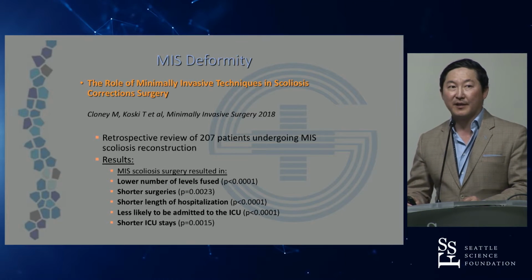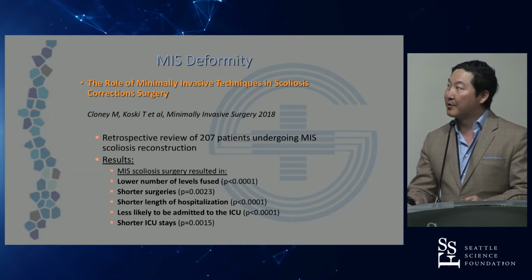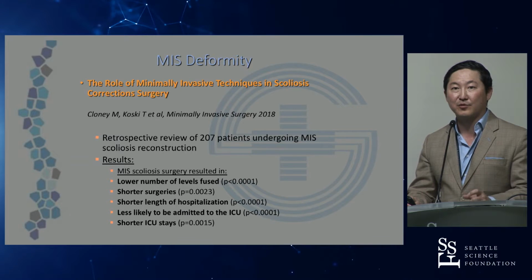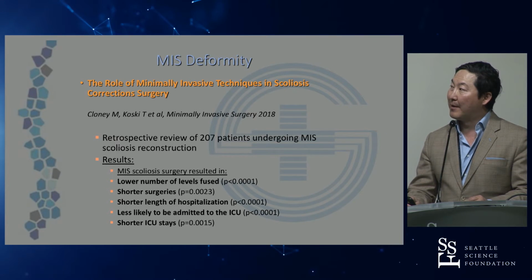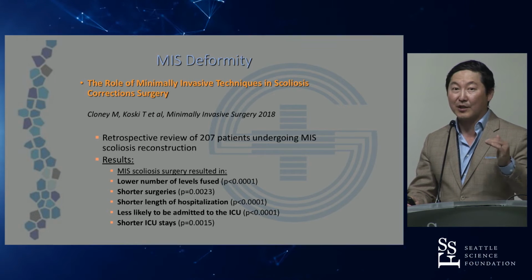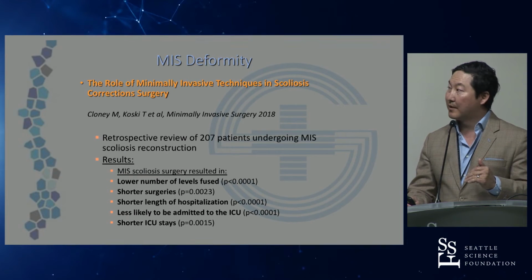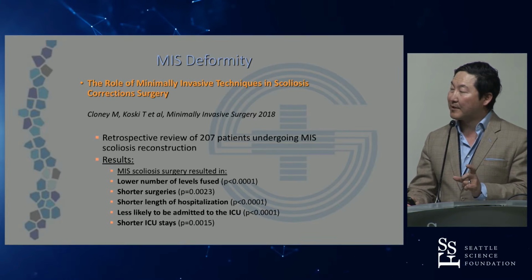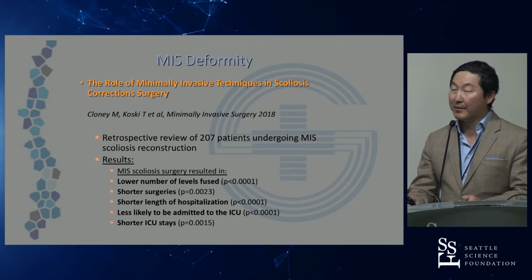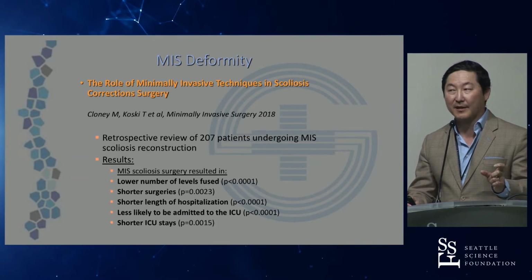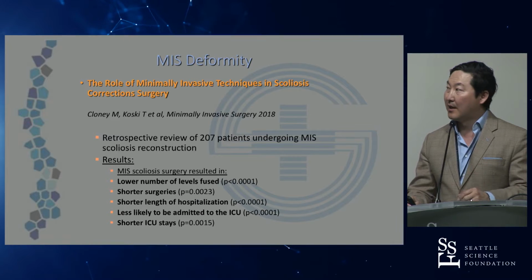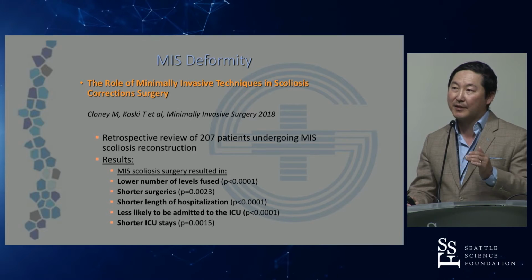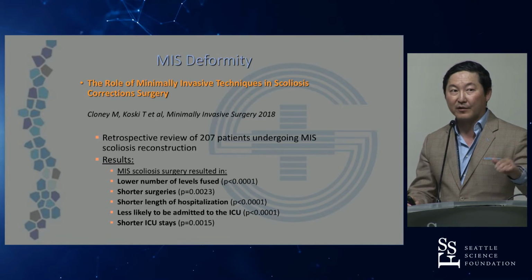This is a more recent study that's coming out of Northwestern from Tyler Koski's group. It was a retrospective review of over 200 patients undergoing MIS scoliosis reconstruction. And they found that MIS scoliosis surgery resulted in lower number of levels that needed to be fused, shorter surgeries, which is really interesting, shorter length of hospitalization, less likelihood of being admitted to the ICU, and if the patients were admitted to the ICU, they had shorter ICU stays. And I'm thinking that all these make sense except for maybe the shorter surgeries, and this may be because they may have actually overcome the learning curve for MIS.